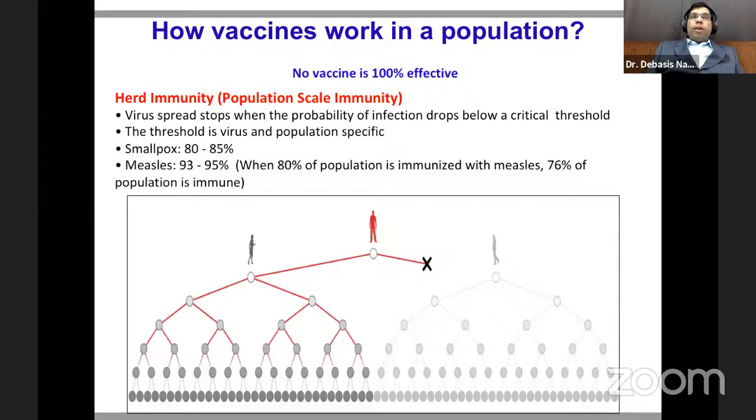Different viruses require different percentages of the population to be vaccinated. For example, in case of smallpox, to be effective, we need to vaccinate at least 80 to 85% of the population. In case of measles, we require 93 to 95% of the population to be vaccinated. In case of polio, we need to vaccinate at least 80%. But in case of corona, as per the model, somewhere between 60 to 70% vaccination is required to take this pandemic to an endemic stage.